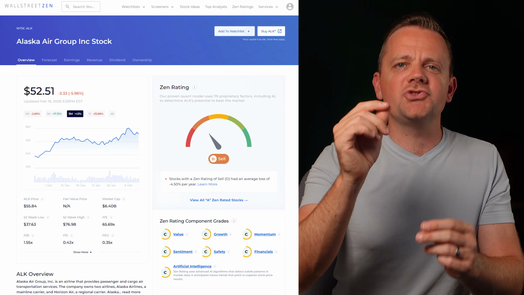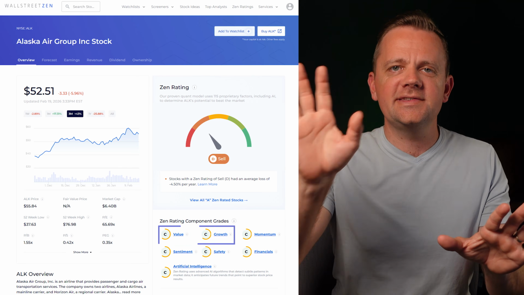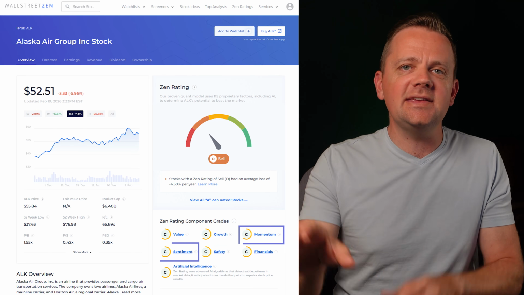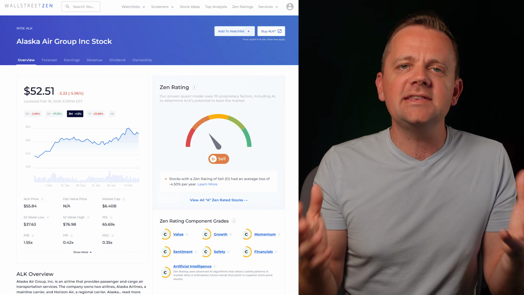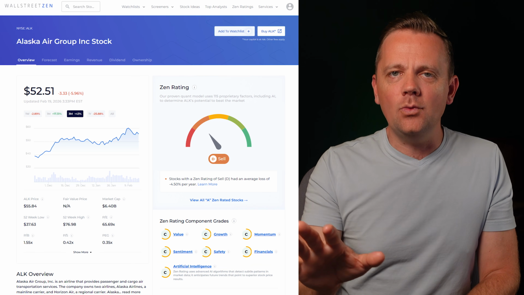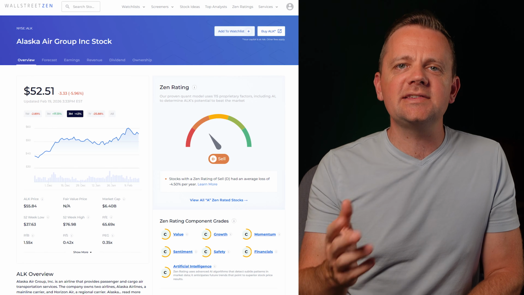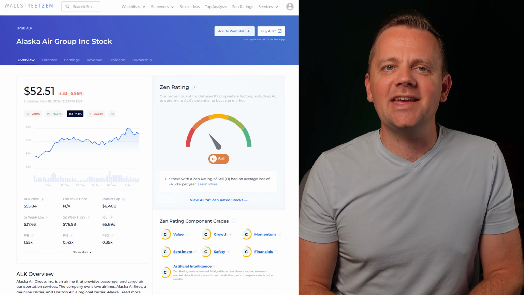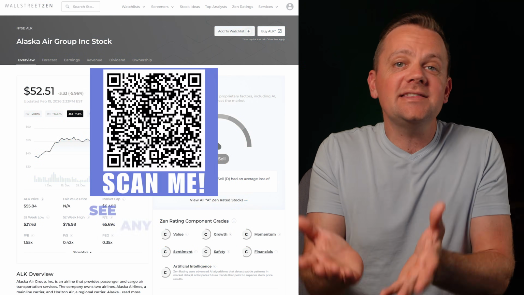And here's what's striking. Look at the component grades. Value, C. Growth, C. Momentum, C. Sentiment, C. Safety, C. Financials, C. AI, C. Every single component is a C grade, not a single area of strength anywhere. That kind of uniform mediocrity across the board is exactly what pushes a stock into D-rated territory. Now, there's nothing for the system to grab onto and say, this company has an edge here.